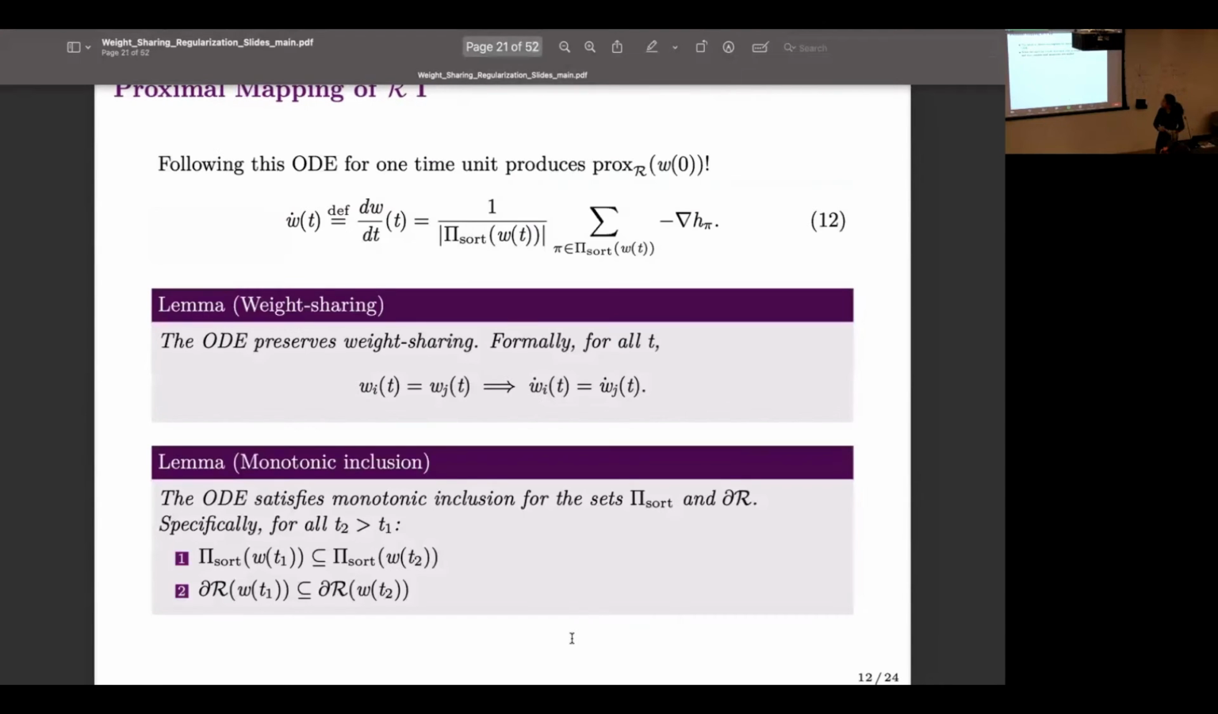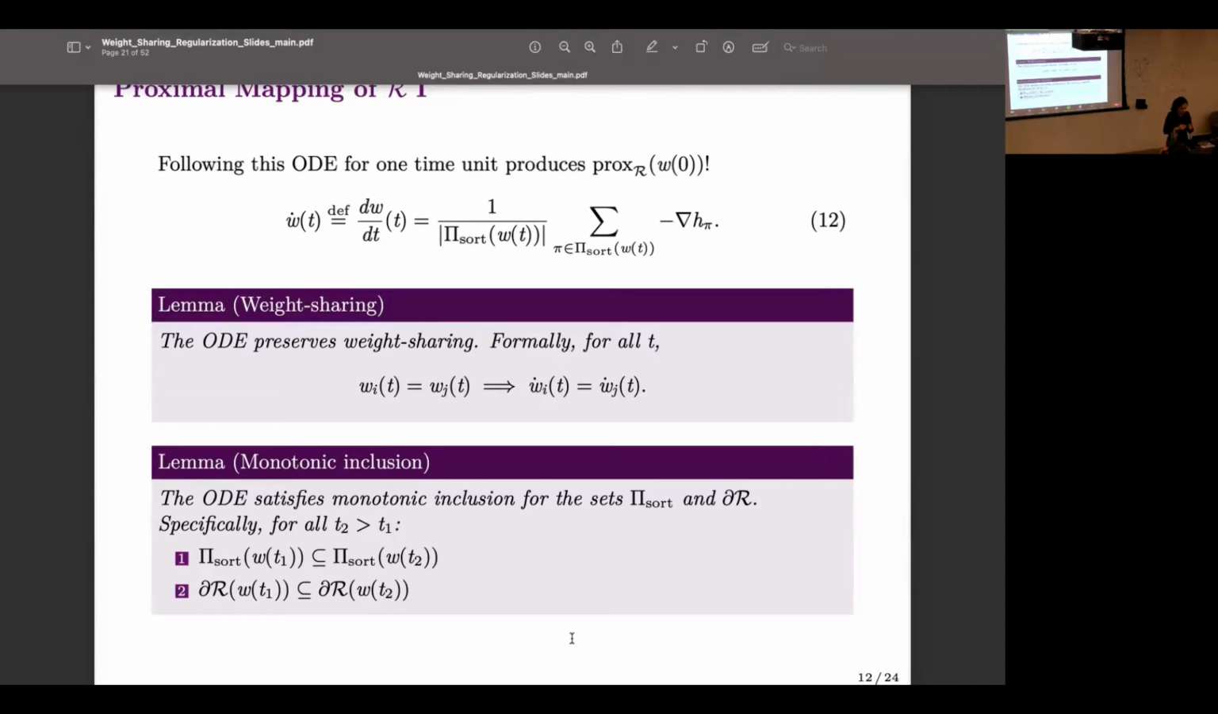It's just having the assumption that this set has just one member. So if this is 1, it's going to be minus gradient of h. If we assume that all of the weights are distinct, so our sorting has only one member, the W dots are going to be equal to minus nabla h, which is minus nabla r2. So this is what we initialize the velocity of weights with.